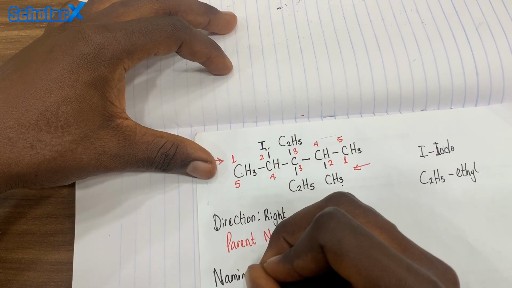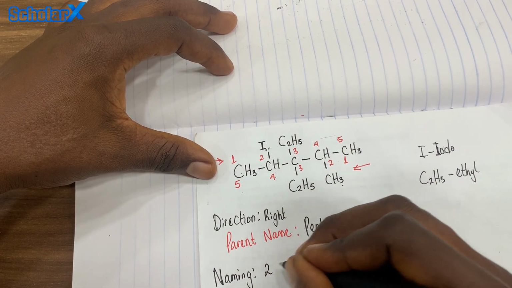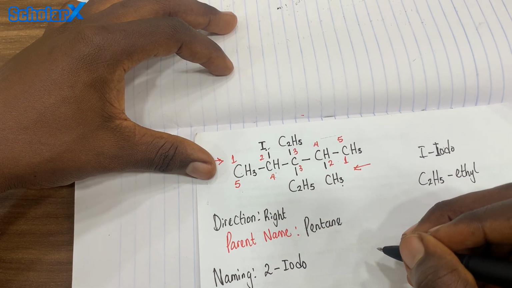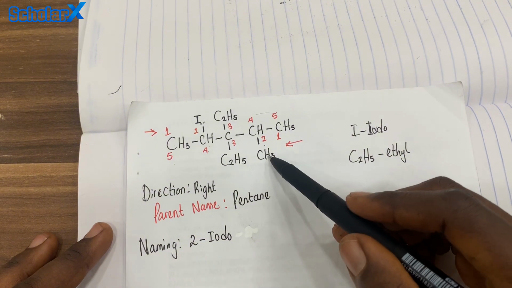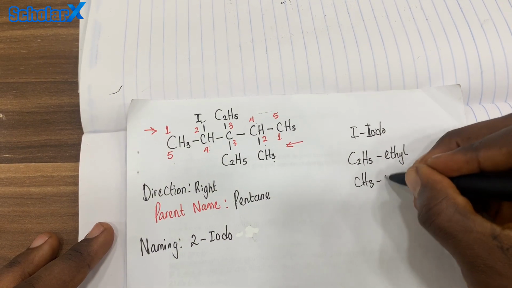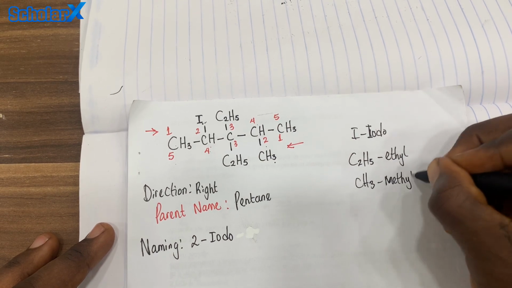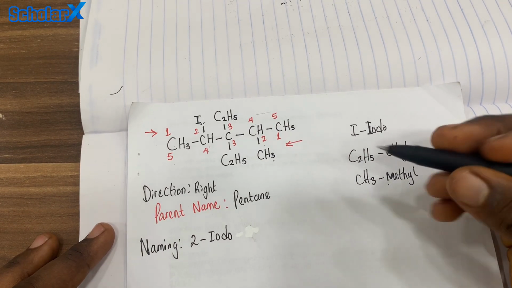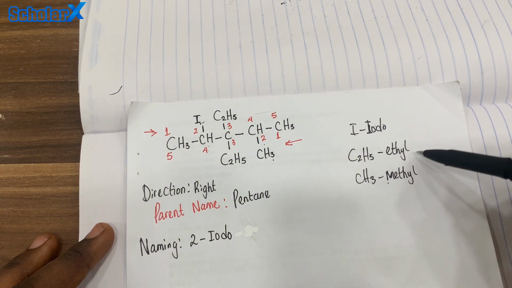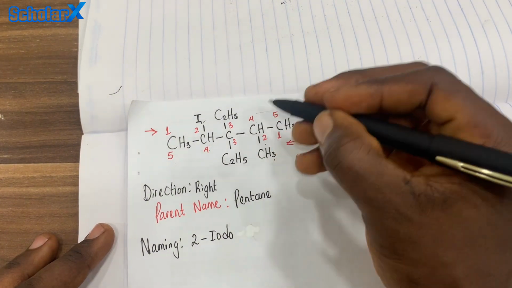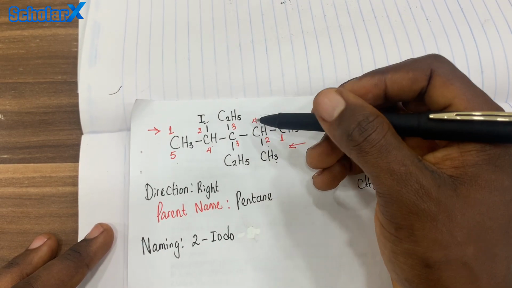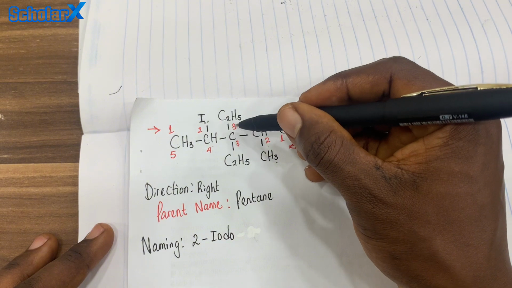Let's do the naming now. So it's going to be what? 2-iodo. All right. 2-iodo. Now, this is methyl and this is ethyl. But we know that what? The CH3, which is methyl. But we know that what? E comes before M. All right. So we're going to move to the what? To ethyl first before methyl. So it's going to be what? Ethyl. And ethyl is on the what? Is on the third carbon. All right. Moving right, we found out that ethyl is on the third carbon.